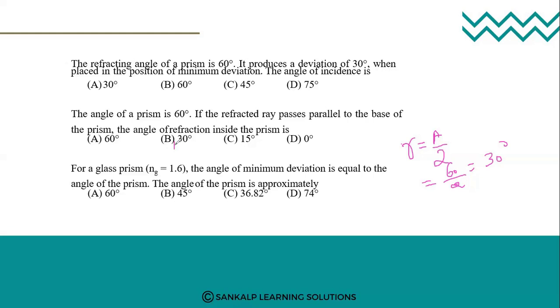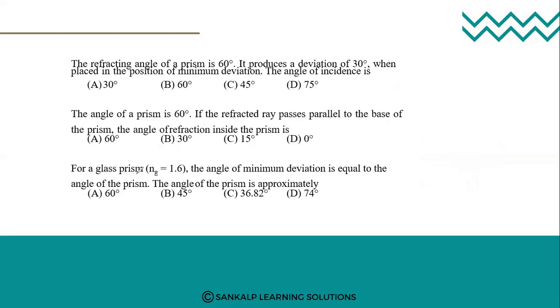So these formulas we are writing from the prism formula derivation. In the prism formula derivation, in the middle steps, we have i is equal to A plus delta m by 2, right? And r is equal to A by 2. These all steps we will get in the derivation. So from there we are using that one here directly.